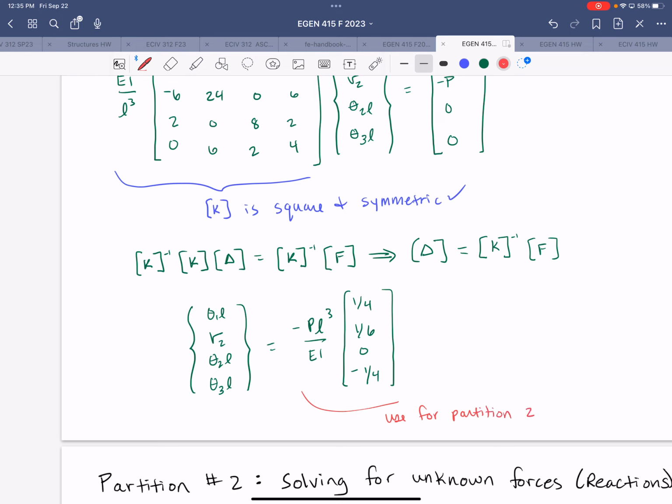All right, and if we were going to just interpret our final answers, we would say theta 1L is equal to negative PL, let's see. At this point, we would just want theta 1, not theta 1L, right? So that's equal to negative PL squared over 4EI, and so on.